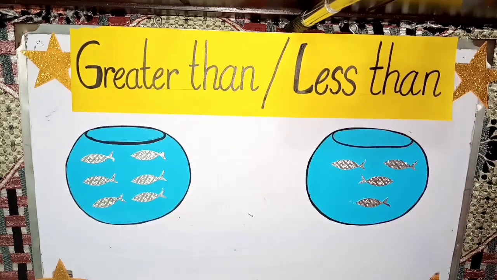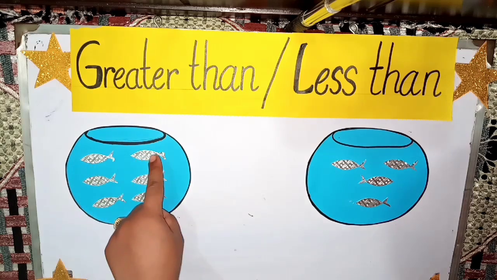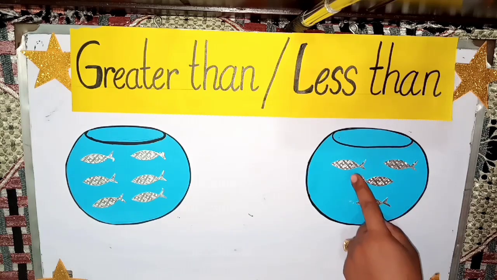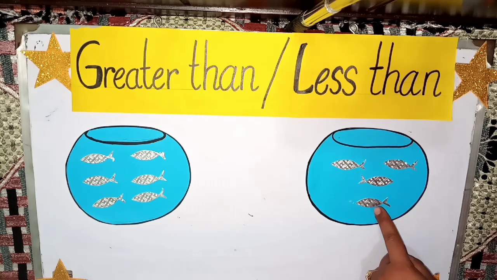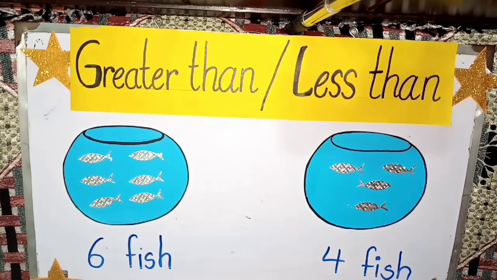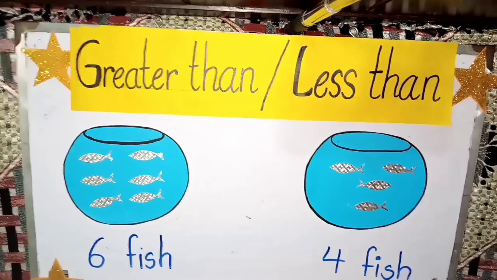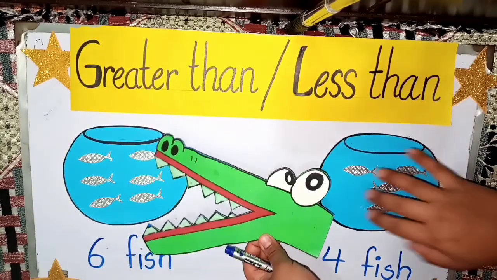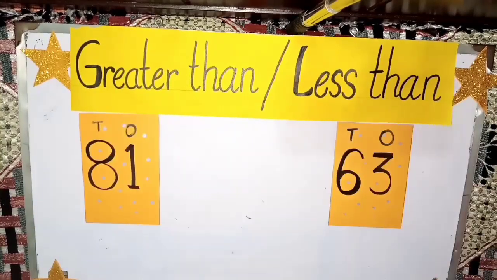Okay, look at these two fish bowls. There are fish in these bowls. Let's count the fish. 1, 2, 3, 4, 5, 6. And over here 1, 2, 3, 4. So children, there are 6 fish in this bowl and there are 4 fish in this bowl. Which bowl is having more number of fish? 6. So now Mr. Crocodile will open its mouth towards number 6.